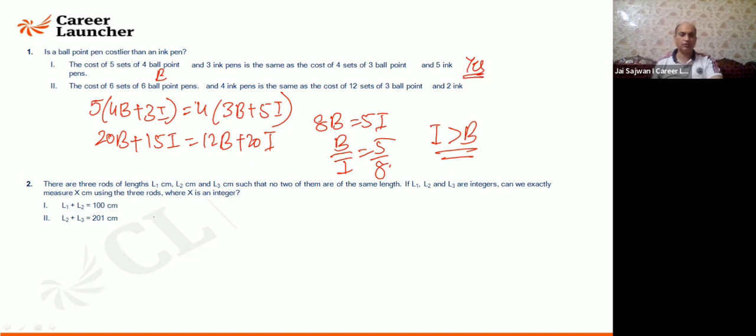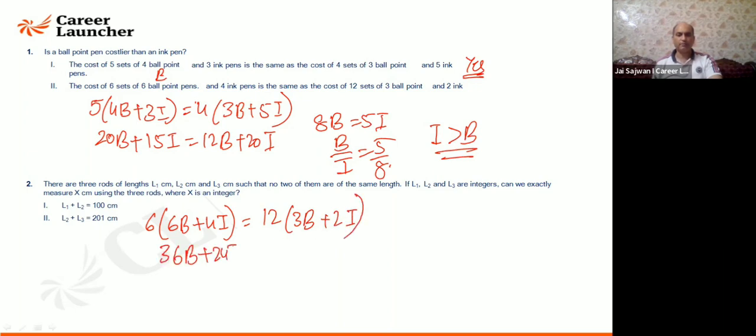Let's talk about the second one. 6 times of 6 ball point pens and 4 ink pens is the same as 12 sets of 3 ball point pens and 2 ink pens. I'll say this is 36B plus 24I is equal to 36B plus 24I. I'll get nothing from here. Both of them are equated.